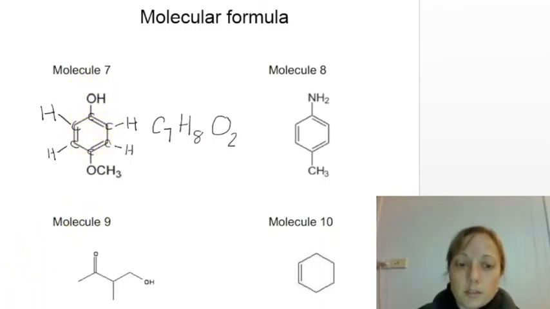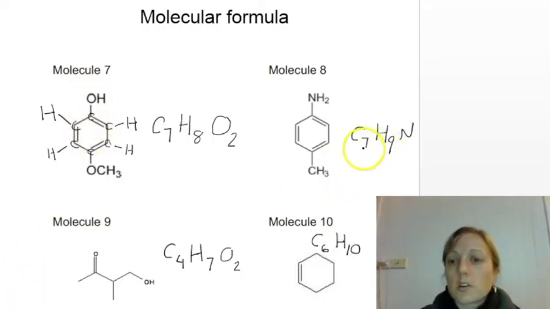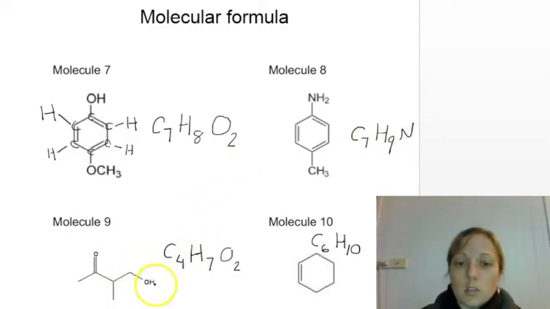Have a go at the remainder. So you should have got C7H9N. And here for molecule 9, you should have got C4H7O2. And for molecule 10, you should have got C6H10.